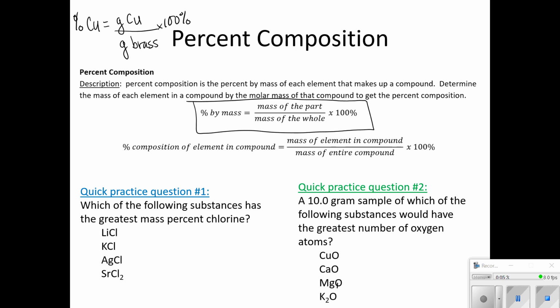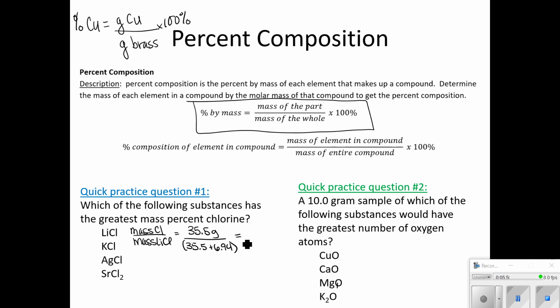Okay, so looking at quick practice question number 1, which of the following substances has the greatest mass percent of chlorine? To find the mass percent of chlorine, you would take the mass of your chlorine divided by the mass of your entire sample. In this case, the mass of your chlorine, if you look at your periodic table, is 35.5. The mass of the entire sample is 35.5 plus 6.94.